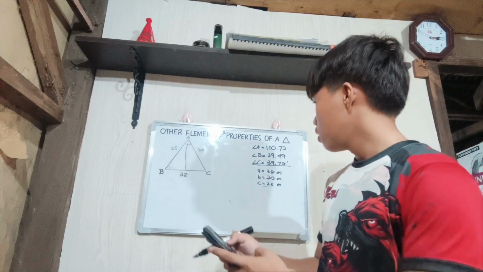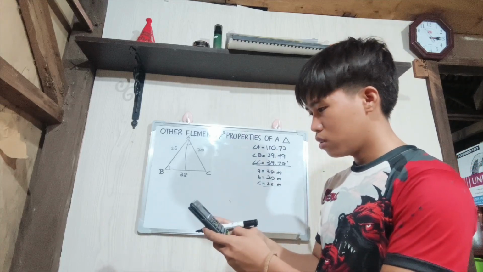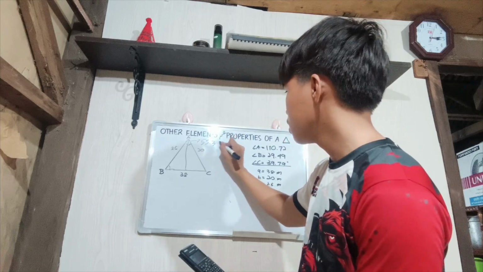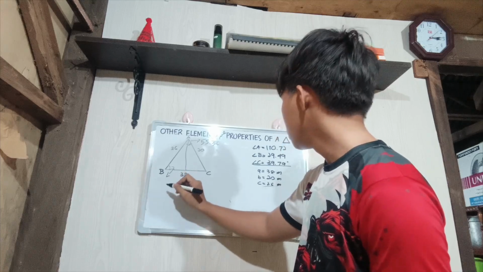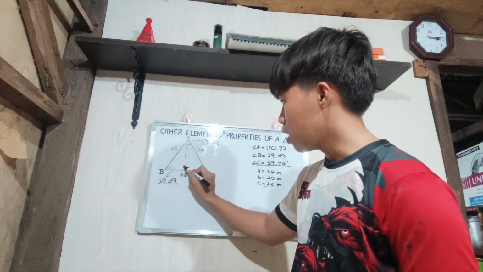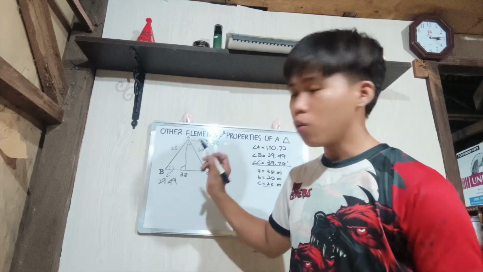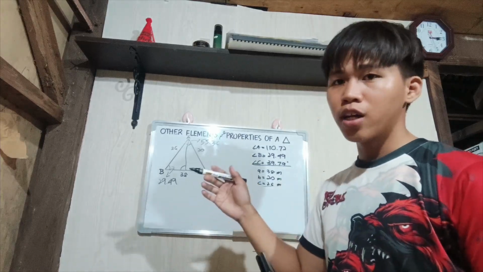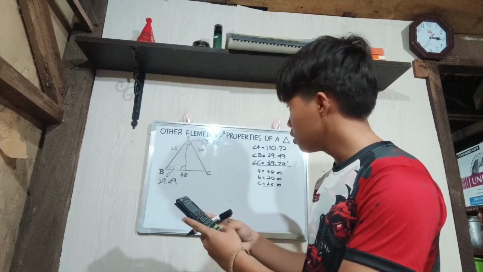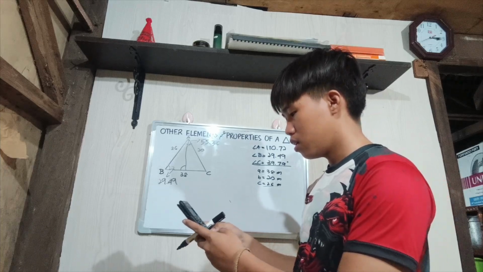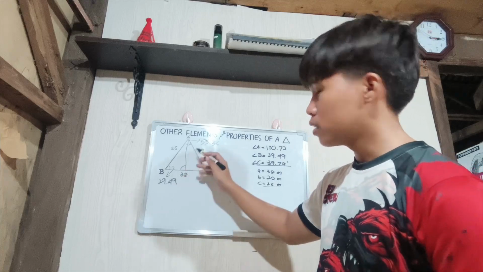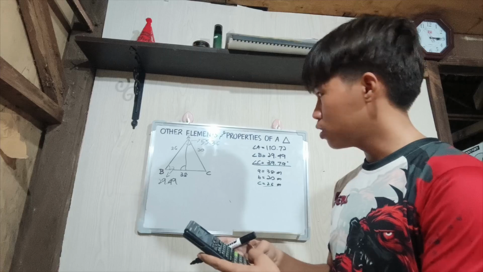110.72 divided by 2 is 55.36. Then our angle B is 29.49. Now we're going to find this angle. To find that, we're going to add these angles, then subtract the sum from 180. So 29.49 plus 55.36, then 180 minus the sum of these angles.